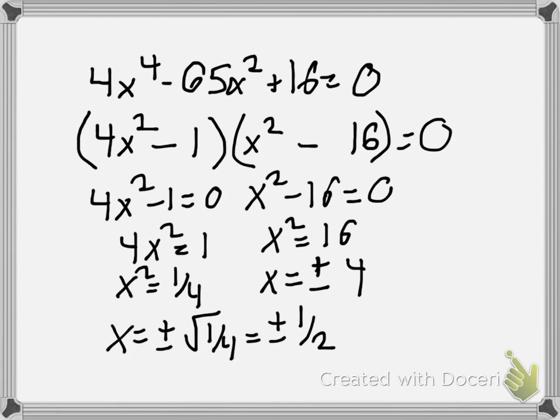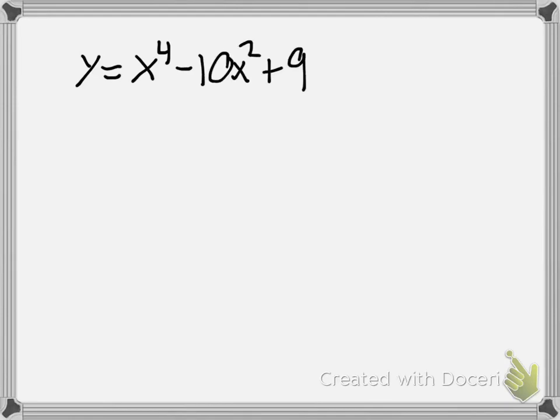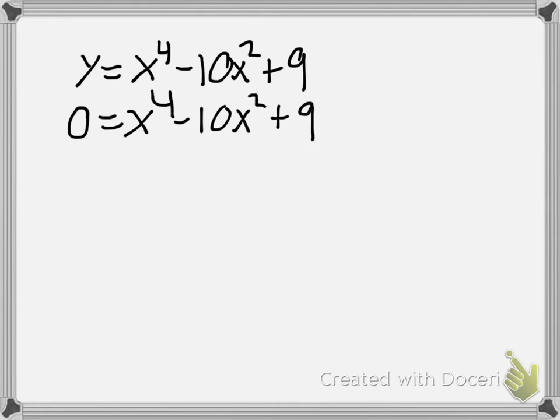All right, 2 more. The next one that you had, and I think most of you missed this because you just didn't understand exactly what it was asking you to do. You had y equals x to the fourth minus 10x squared plus 9. And I even said in the directions, substitute 0 for y and solve. Okay, if I substitute 0 for y, I get 0 equals x to the fourth minus 10x squared plus 9. I'm a little disappointed in the number of you that didn't do that because I told you to.